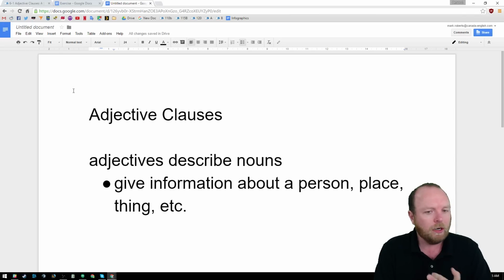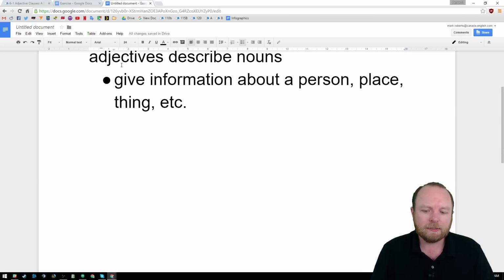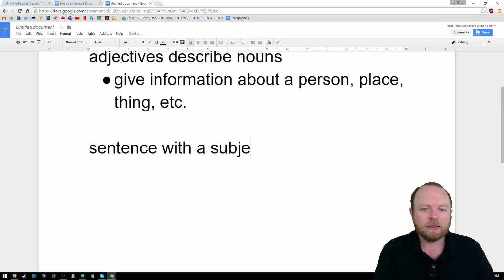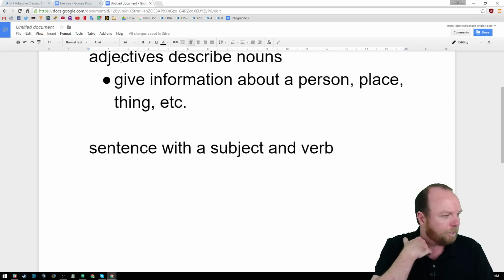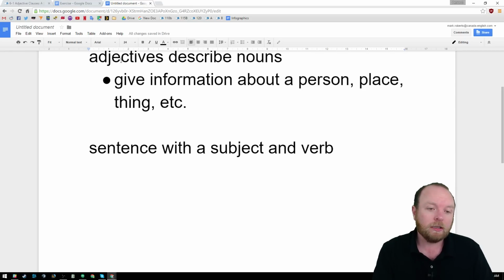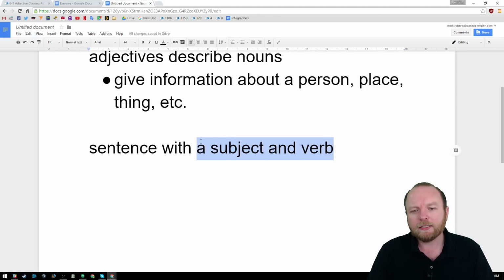Well, Kaio says a sentence with a subject and verb. A sentence with a subject and verb. Facebook people, come to YouTube. It's much better on YouTube. Okay. So the only person that understands clause is Kaio. Sentence with a subject and a verb.